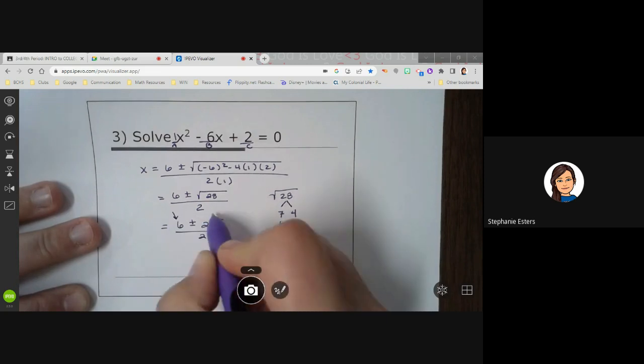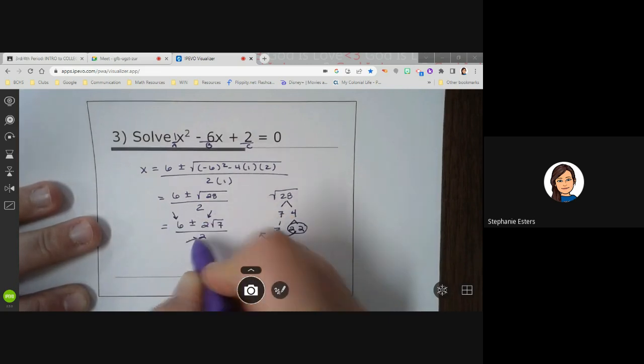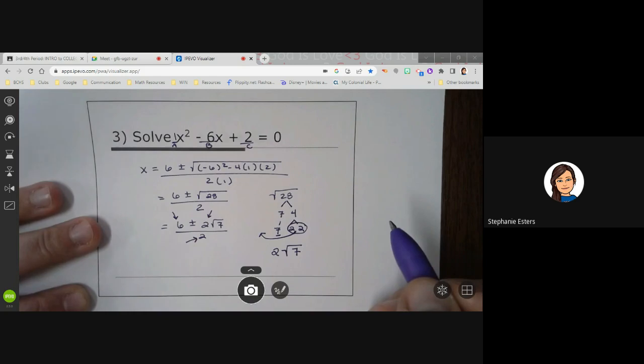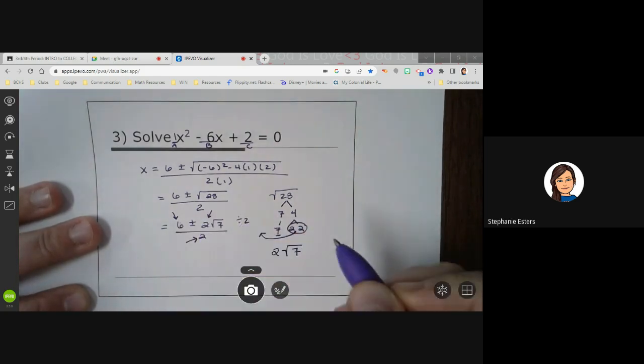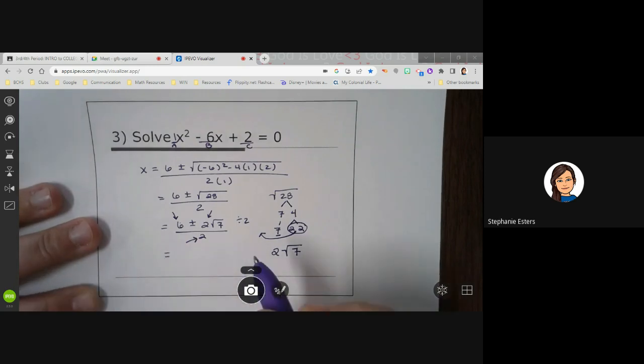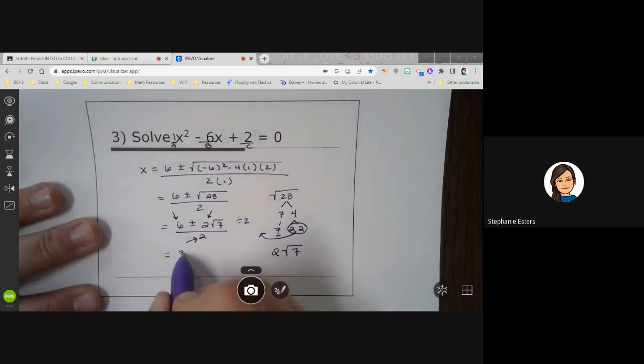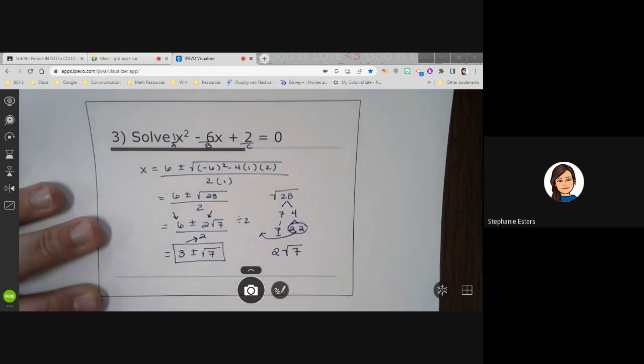But when all 3 of your coefficients, your whole numbers, will reduce by the same number, like 6, 2, and 2 are all divisible by 2, we can reduce the fraction. I want to be very clear that it has to be all 3 numbers. It can't be 1, it can't be 2, it's got to be all 3. So 6 divided by 2 is 3, 2 divided by 2 is 1, which just leaves me with square root of 7. And again, 2 divided by 2 is 1. You can put it over 1 if you want, but that's a little unnecessary. 3 plus or minus the square root of 7 is our answer.